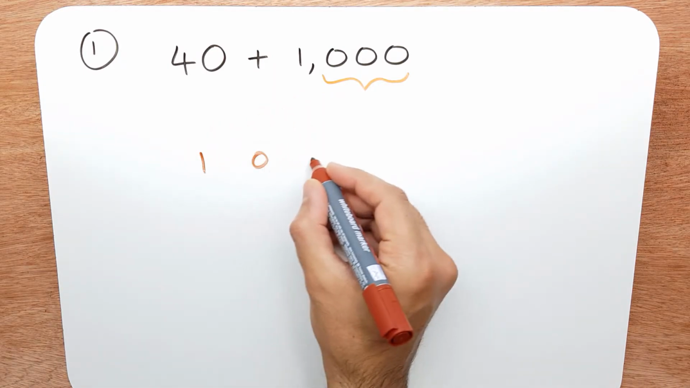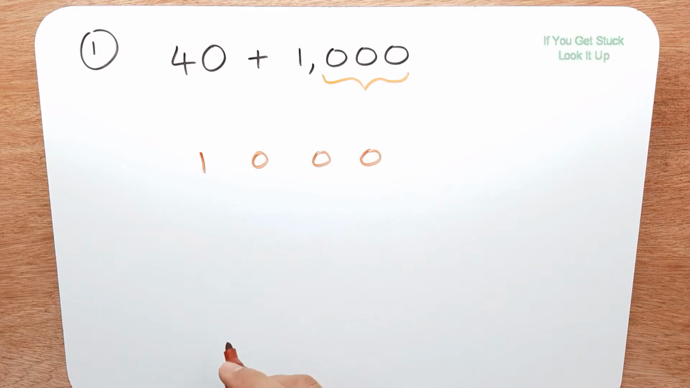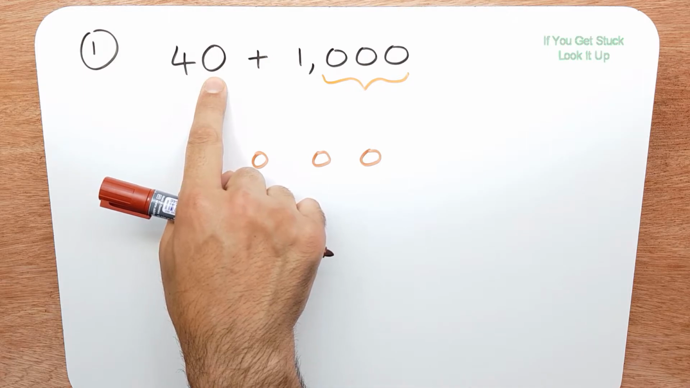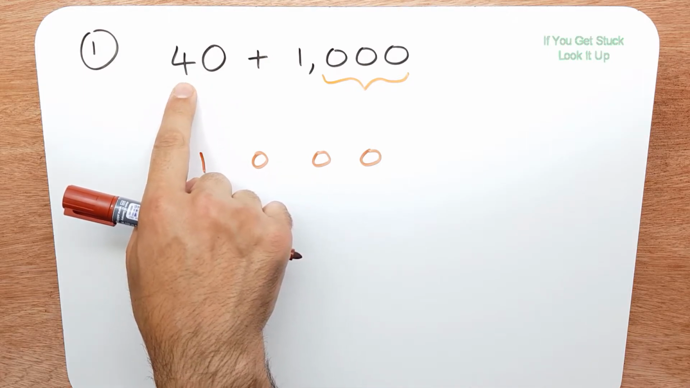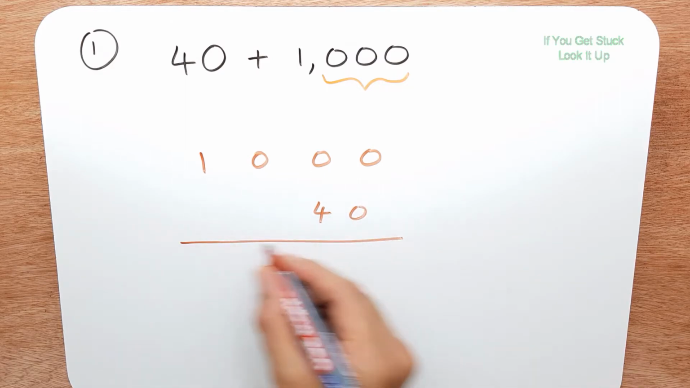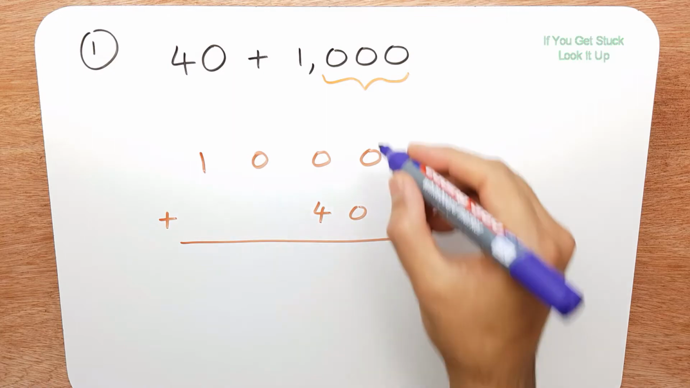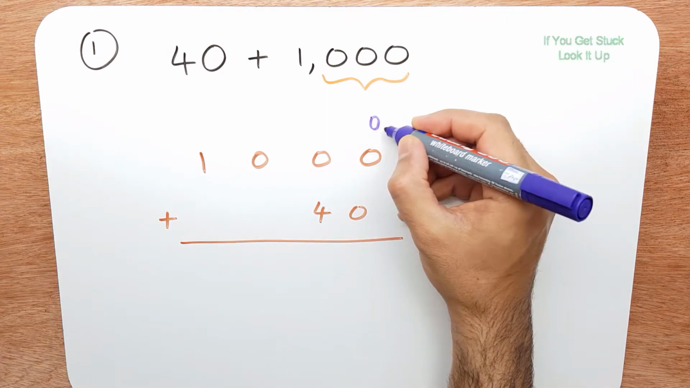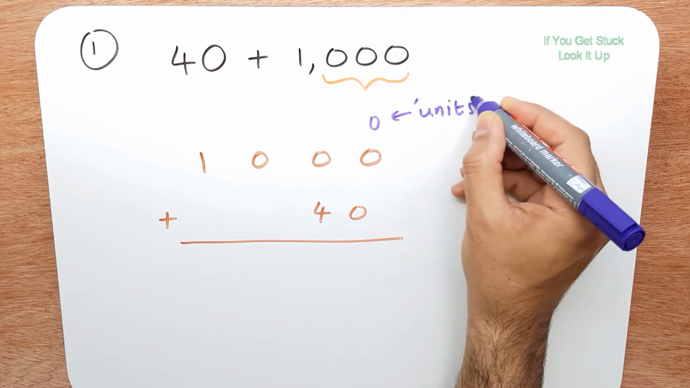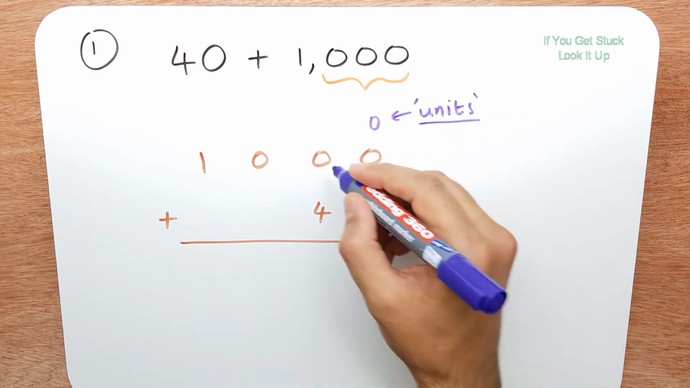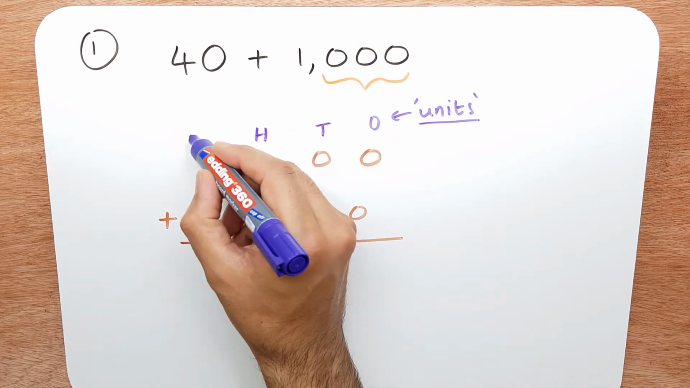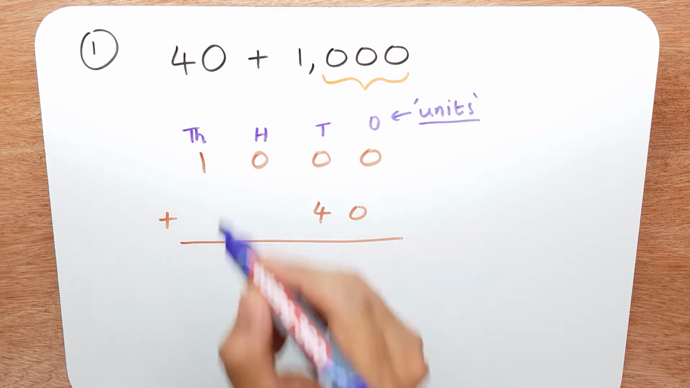1, 0, 0, 0. And we add 40, but we have to line this up properly. That's in the ones column or the units column, and this is in the tens column. So it has to go here. And we have to add them too. So this is the ones column or the units column. This is the tens column. This is the hundreds column, and this here is the thousands column.